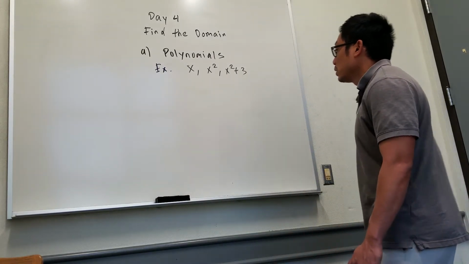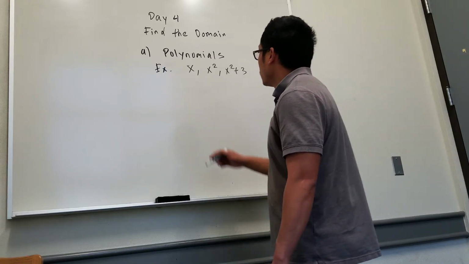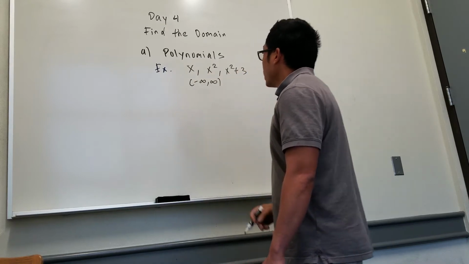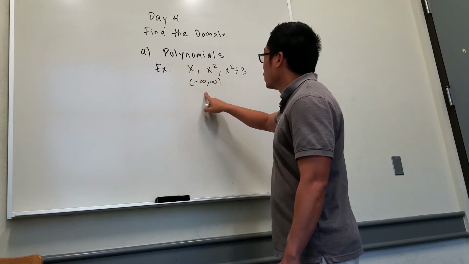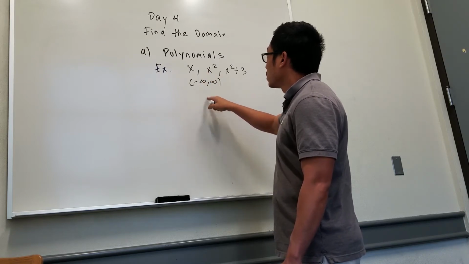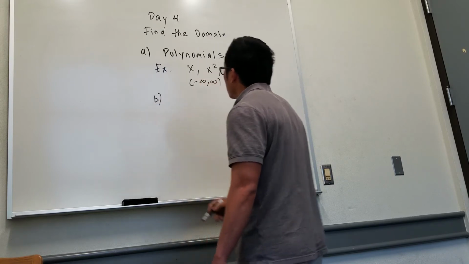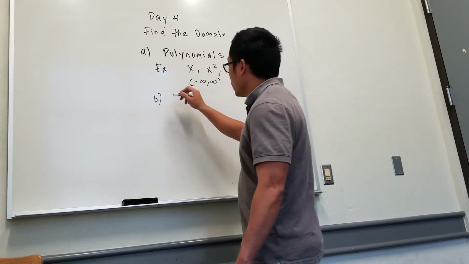What's the domain of this? The domain of this is all real numbers. Why is that? Because I can plug in any value for x, and I'm going to get a y value. That's why the domain is all real numbers. So there you go. B. This is polynomials. Domain of even roots.